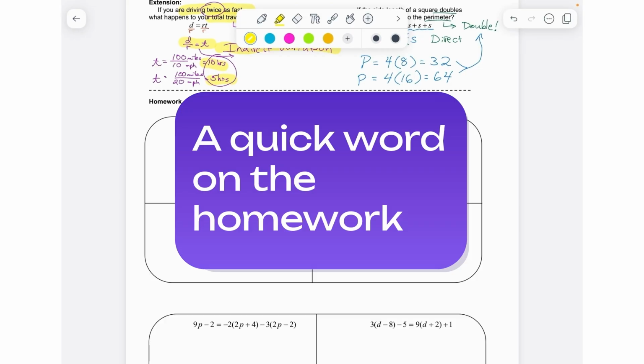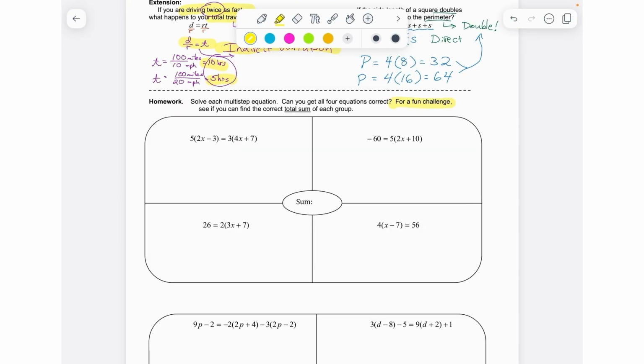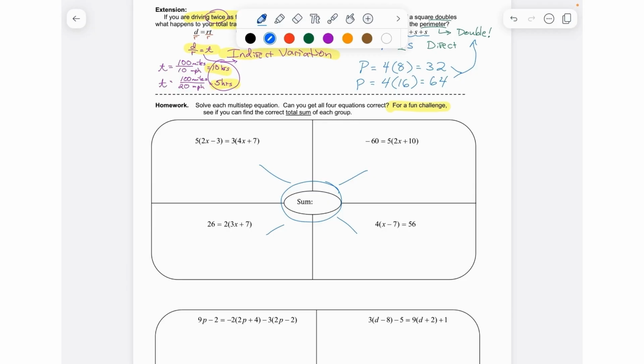Make it a little bit fun and a little bit of a challenge. I want to challenge you to see if you can take the 4 answers that you get for your 4 equations and add all those together. So you're going to add all your answers together to come up with one final sum. And of course, the challenge is to see if you can get that sum correct. Because if you get it correct, then I'm pretty sure you got all 4 of your answers correct.